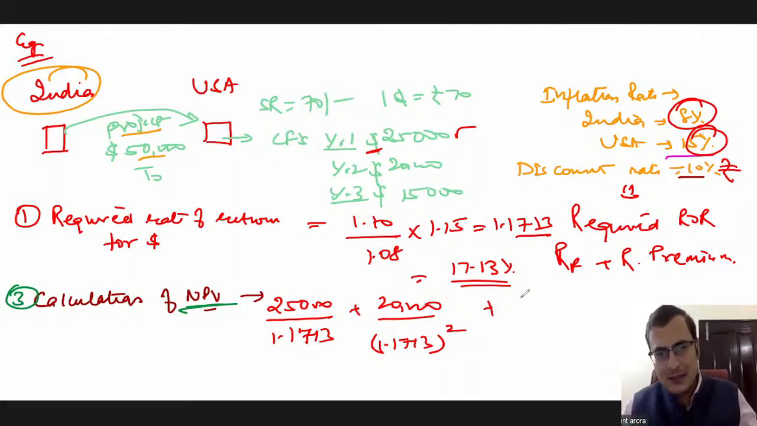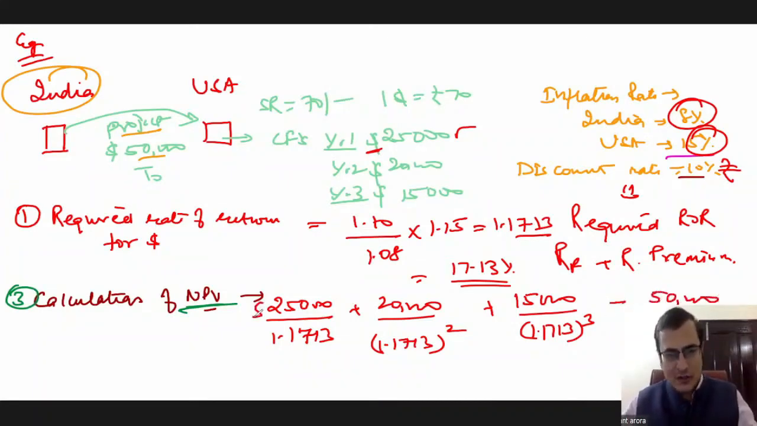Okay, plus 15,000 by 1.1713 cubed. Got it? And minus 50,000. This is also in dollars. This is also calculated for dollars, and this is also in dollars.